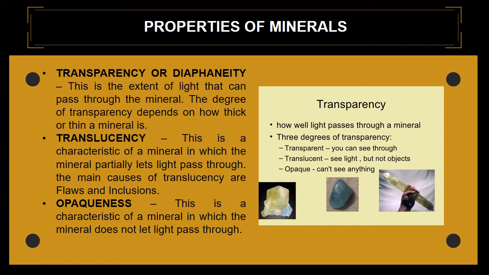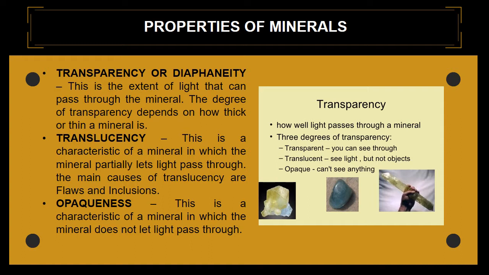So, pag hinawakan mo siya, nakikita mo yung part na madilim kung saan yung hinawakan mo, then yung part na maliwanag kung saan hindi natatakpan ng kamay mo. So, ganun yung translucent. So, opaque. What is opaque? Can't see anything. So, pag hinawakan mo, wala kang makikita.